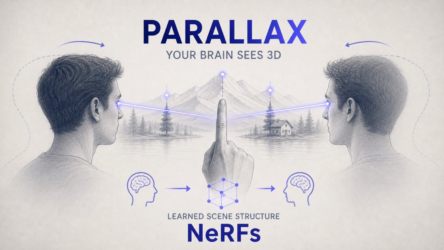Parallax is one of the biggest clues that your brain is seeing 3D. Hold up your finger and move your head. Your finger seems to slide against the background. NeRFs aim to create that same effect from learned scene structure.